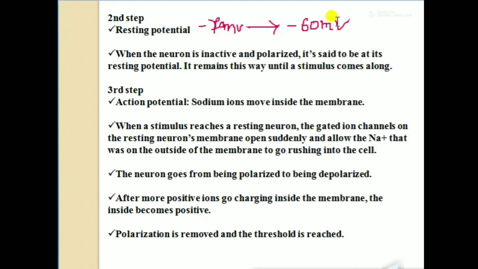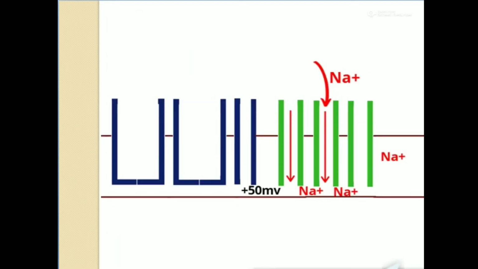All the sodium channels open, and it will help all the sodium to enter. When a stimulus reaches a resting neuron, a gated channel on the resting neuron membrane suddenly opens and allows the sodium that was on the outside of the membrane to go rushing inside. That I have already discussed. That means they are talking about this phase, where there is no change in the potassium channels' configuration.